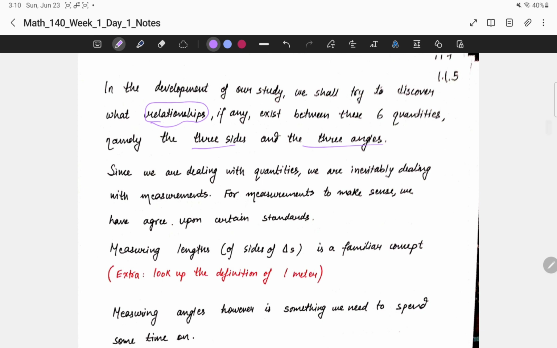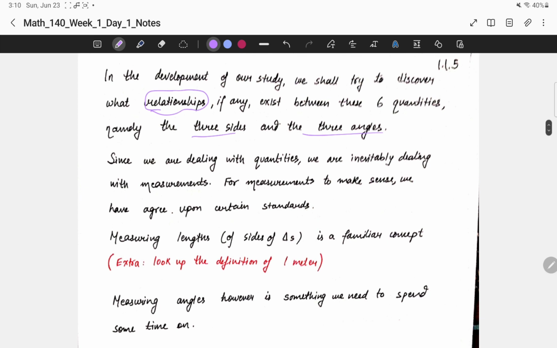This is again a fundamental idea in mathematics: you identify an object, you identify its fundamental properties, and then the next goal is finding the relationship between those. Again, like all of mathematics is just finding relationships between objects.